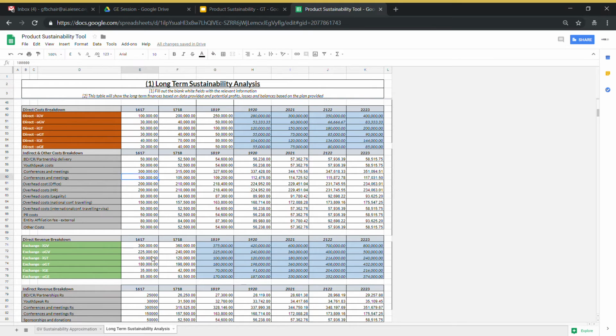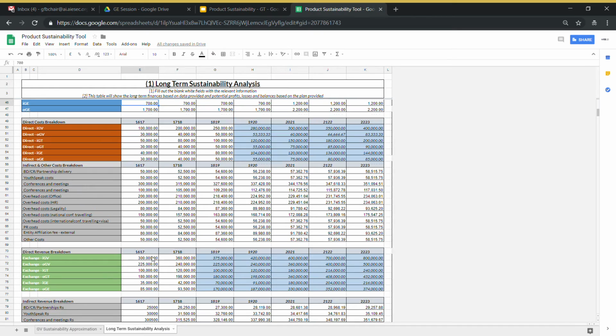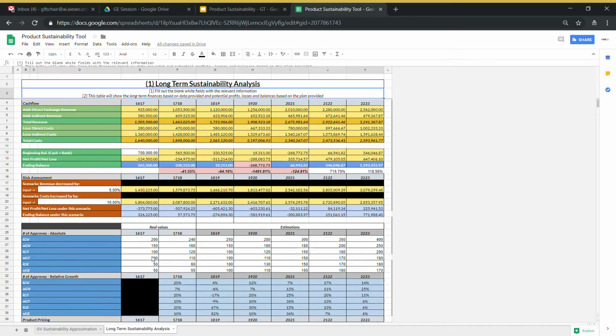Now, once you fill that out in 16-17 and 17-18, you can see on the top is a cash flow version in 16, 17, 18, and multiple years to come. So you can see the cash flow of adding direct exchange revenue, indirect revenue, then direct costs, indirect costs. So which would have total revenue and total cost.